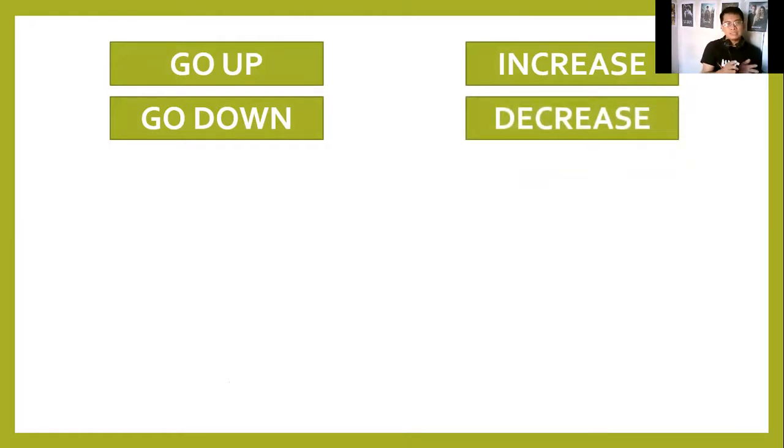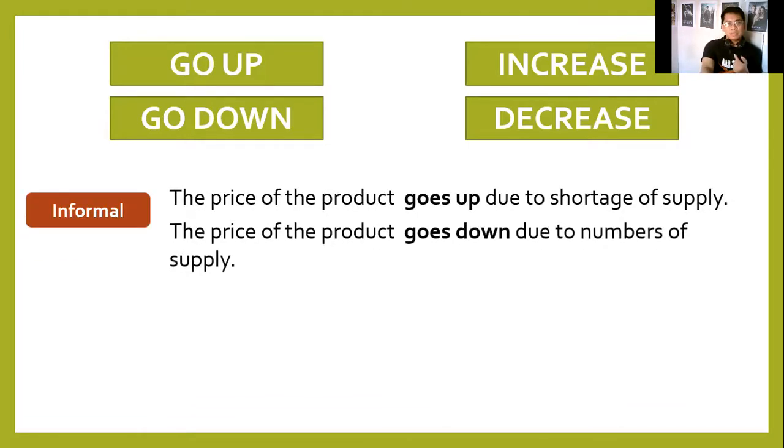Of course, goes up, goes down, increases, decreases. That depends on the subject verb agreement. So, for example, the price of the product goes up due to shortage of supply. The price of the product goes down due to numbers of supply.